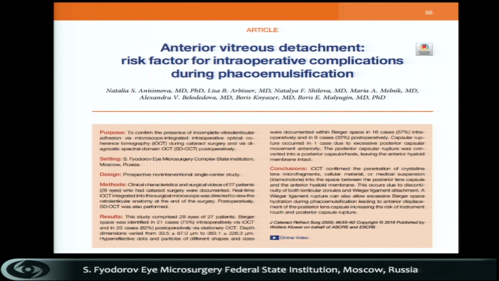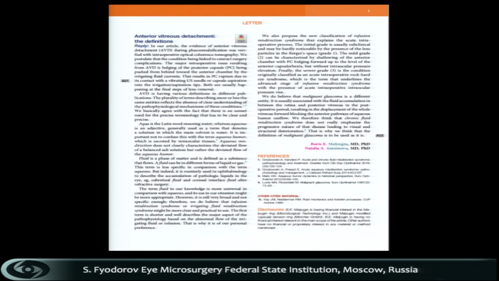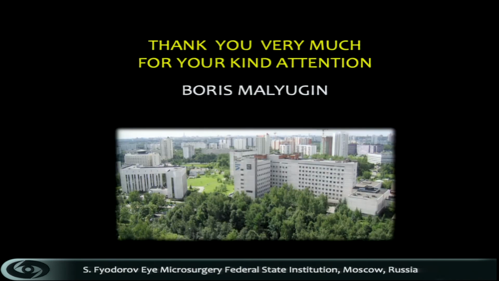This is our article on the results of that study, and we even came up with a classification of that syndrome, starting from first grade, when we cannot see any lifting of the posterior capsule, and going to the third grade, when the prolapse is more or less significant. And I thank you very much for your kind attention.